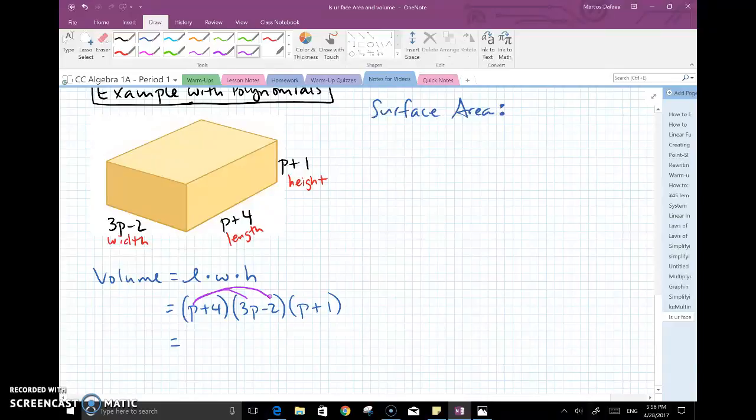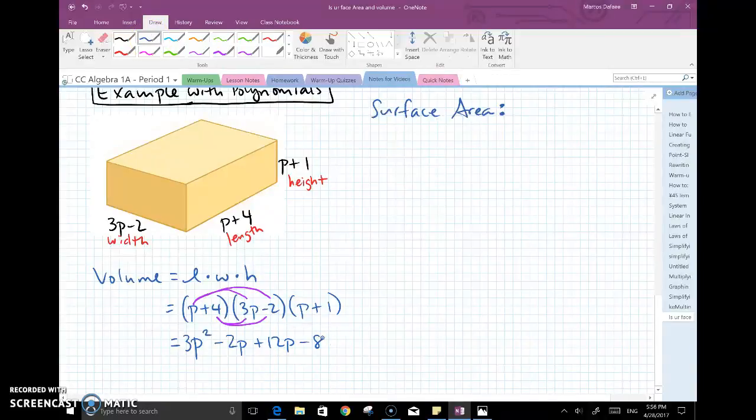So doing that, what I have so far is p times 3p is 3p to the second power, or 3p squared. P times negative 2 is negative 2p. Then I go ahead and repeat the same process, but with the 4. So 4 times 3p would be plus 12p. And then 4 times negative 2 would be negative 8.